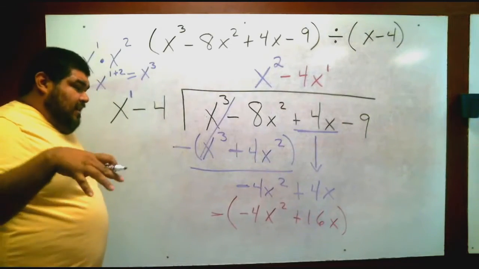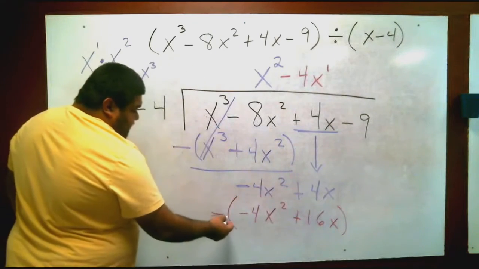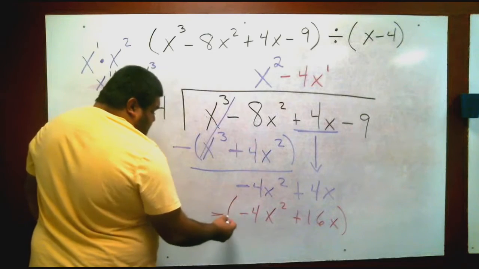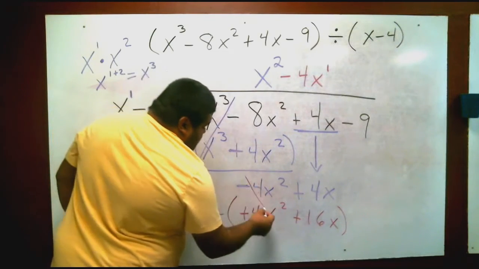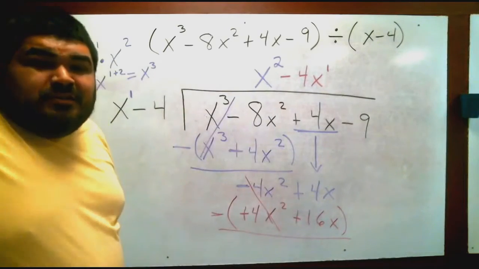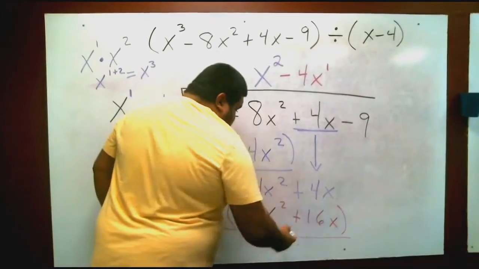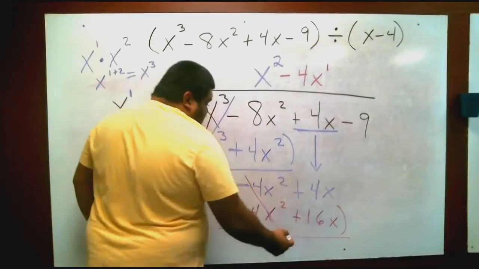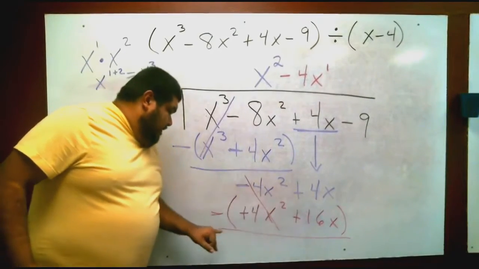So now we have negative 4x squared minus, so minus and minus makes this positive. So negative 4 plus 4 cancels out. Because remember, that's what we're trying to do. We're trying to cancel out as much as we can, okay? So now we have 4 minus a positive. Again, this becomes positive minus positive.